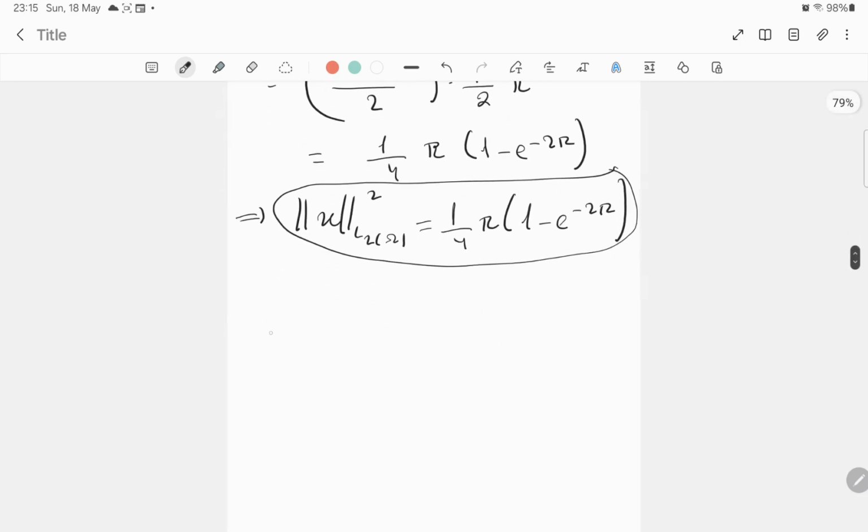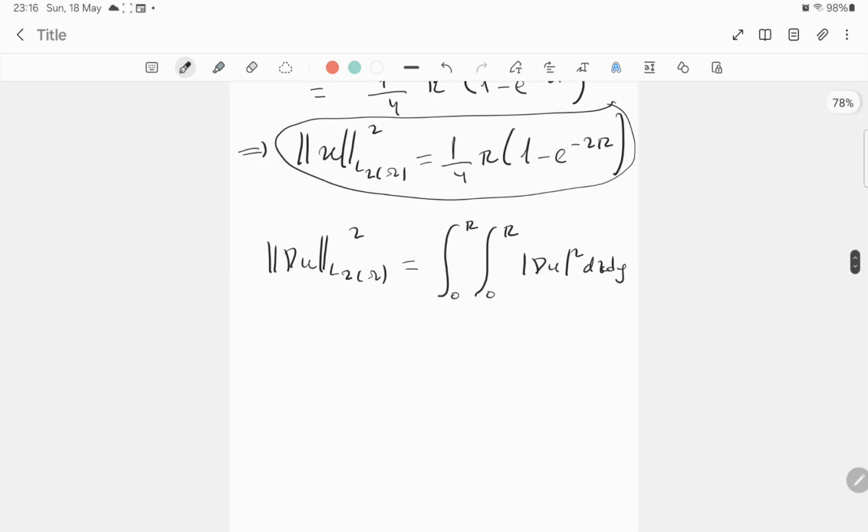And I have to calculate the norm of the variation of the function as well. So it's going to be the integral from 0 to pi, integral 0 to pi, grad u squared dx dy. I take the gradient of u, so it's going to be e to the minus x sine y, e to the minus x cos y, the absolute value of that squared, dx dy.